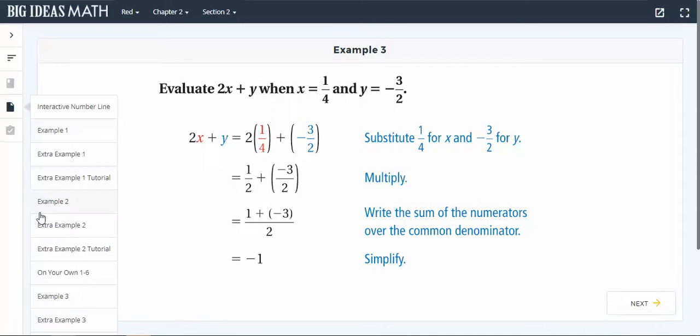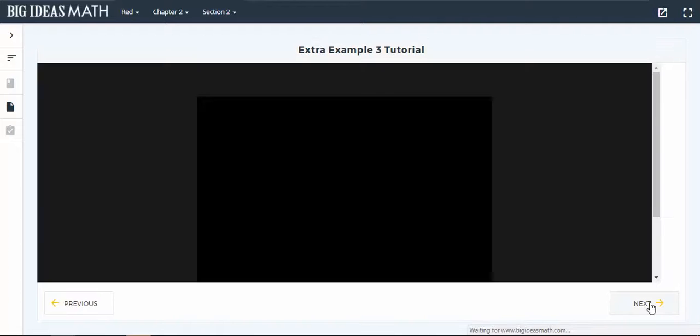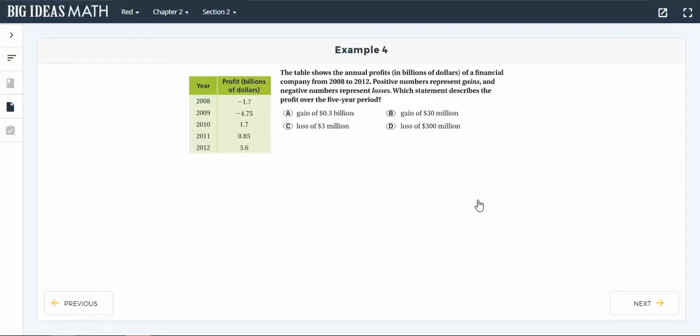Example 4 is going to be a word problem. So we're going to go through that word problem in just a moment. Here it is. The table shows the annual profits in billions of dollars of a financial company from 2008 to 2012. Positive numbers represent gains. Negative numbers represent losses. Which statement describes the profit over the 5-year period?